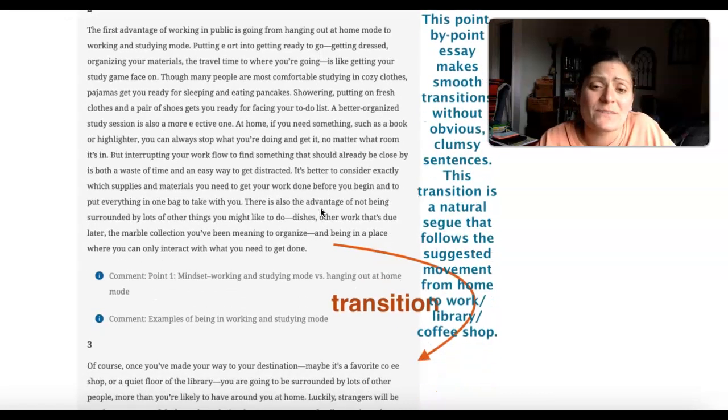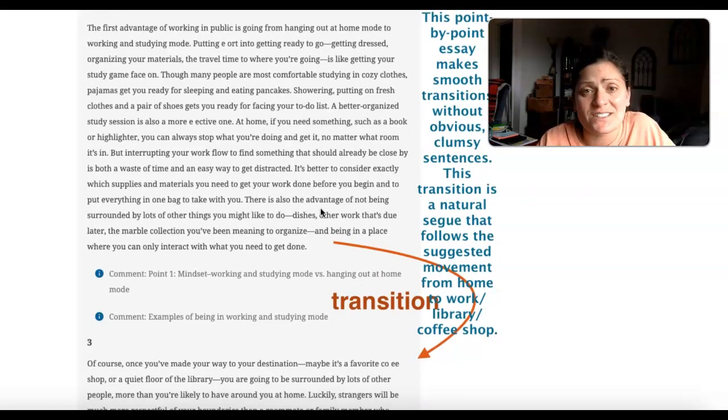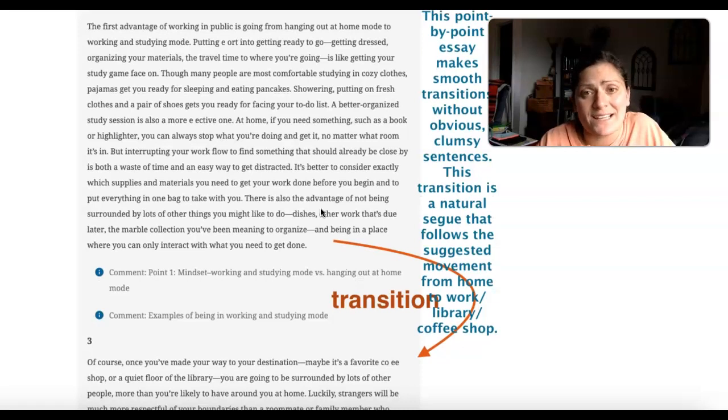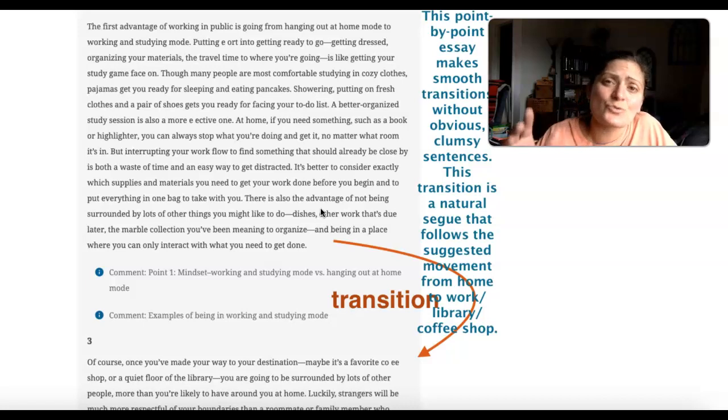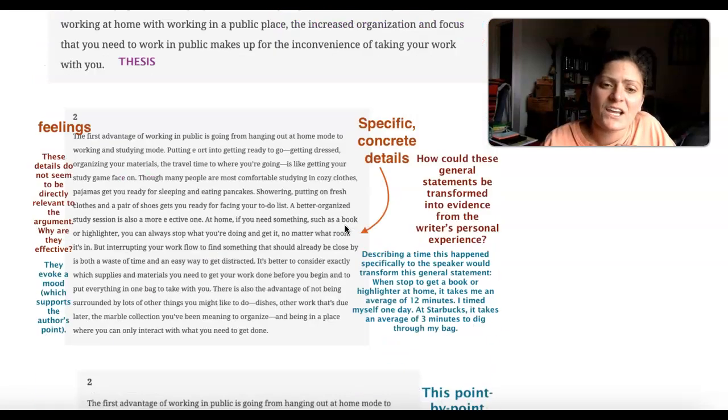But let's move on to something that the essay is doing right, and that is transitions. So a point-by-point essay, as we were looking at in your books, needs to transition easily between points, and that happens here. Notice there's no clumsy transition sentences. Instead, the ideas segue easily one to another, and part of that is it's all set up with a very strong thesis that's already sort of mapped out what this argument's going to do.